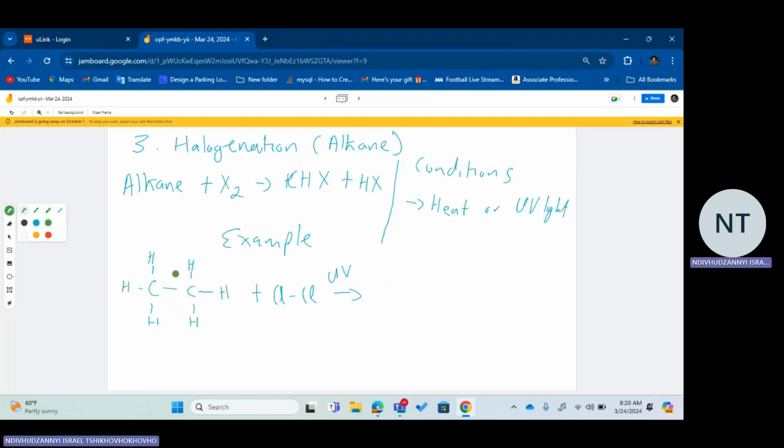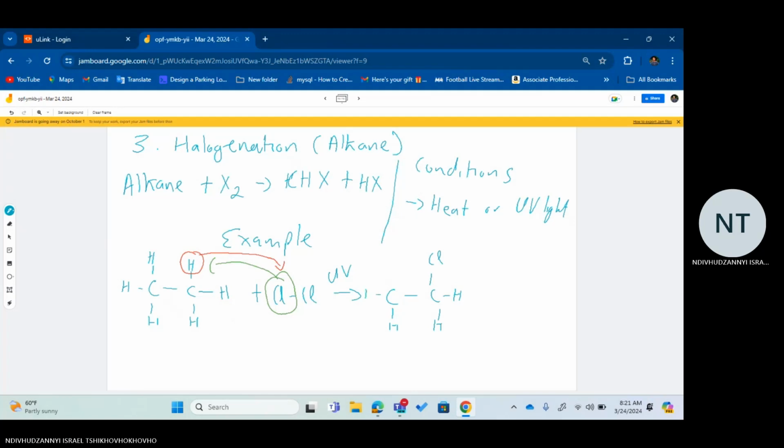So what's going to happen here? We're going to replace an H from our alkane with Cl, and our Cl is going to be replaced by H. So here we're going to form a haloalkane, 1, 2, Cl, to form HCl.